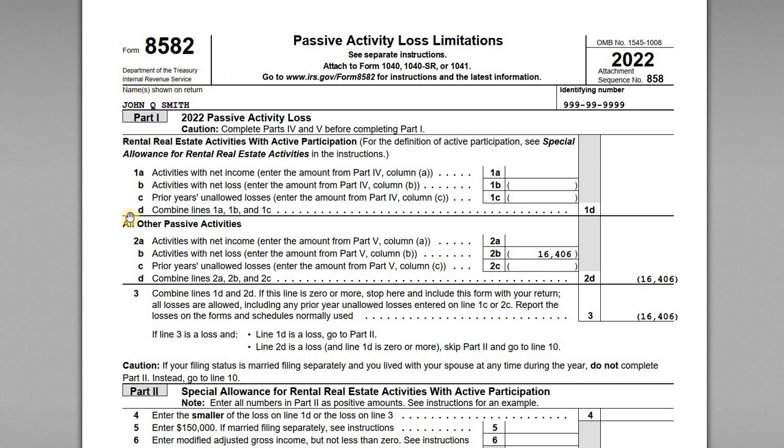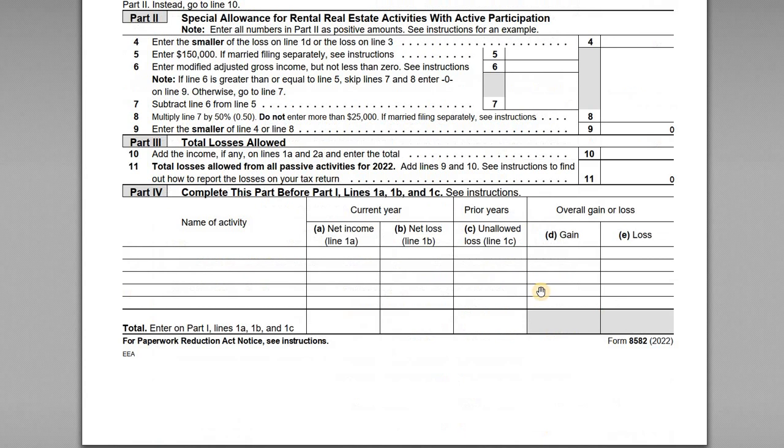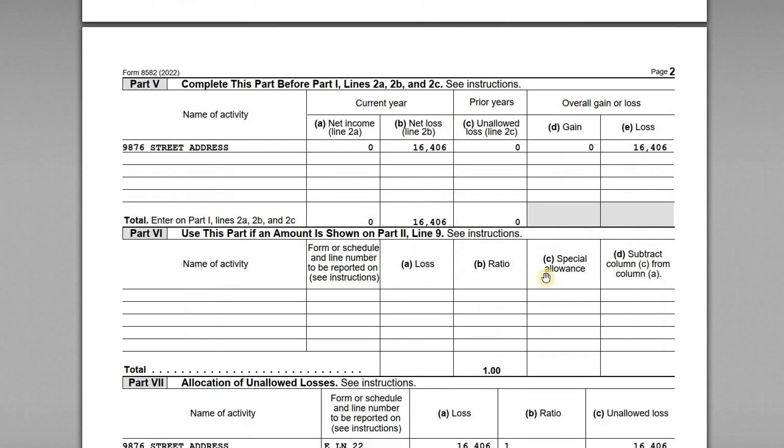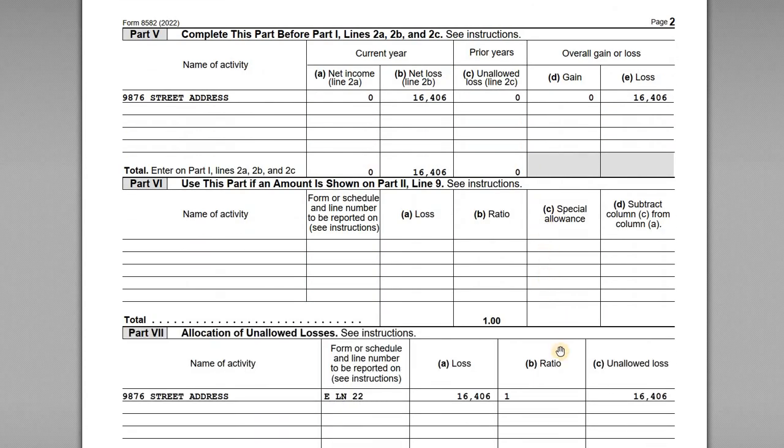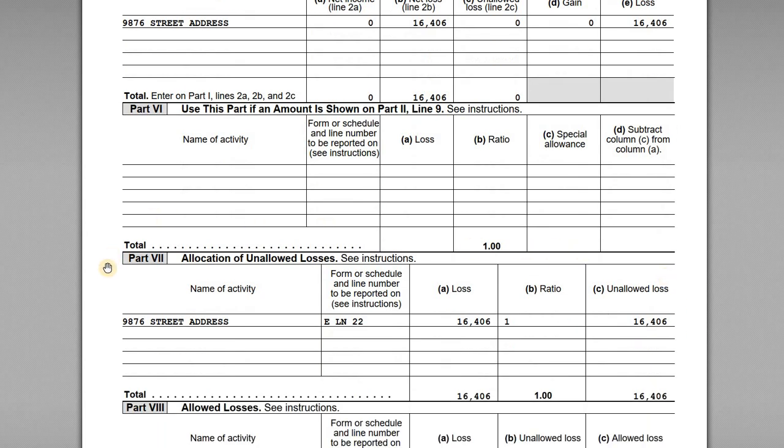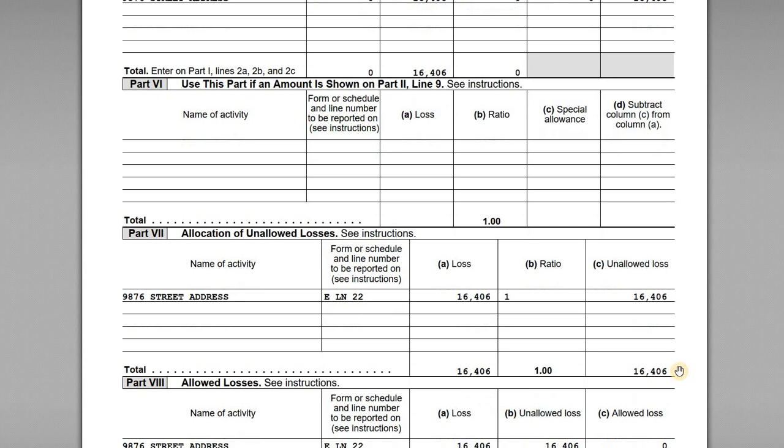So we do have an 8582 here. We've indicated here on 2B that we have activities with a net passive loss for the year, so $16,406. Those amounts are going to be carried forward to subsequent years, so they're unallowed losses here in Part 7. The carried-forward losses can be used in the future to offset future passive gains. So that's why it's important to make sure we're doing our 8582.